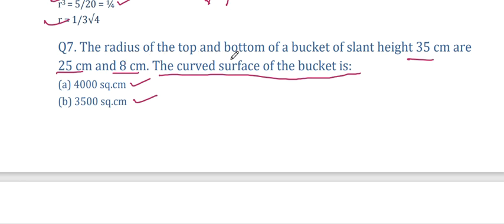Again I show you the question. The radii of the top and bottom of a bucket of slant height 35 centimeter are 25 centimeter and 8 centimeter, right? You know very well the bucket shape is like this one.